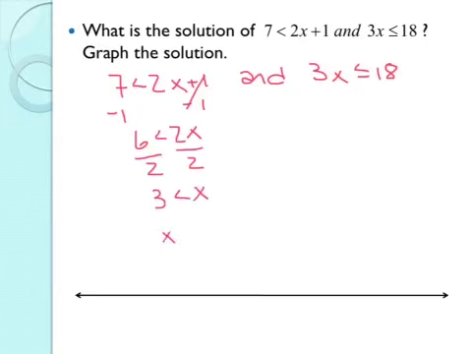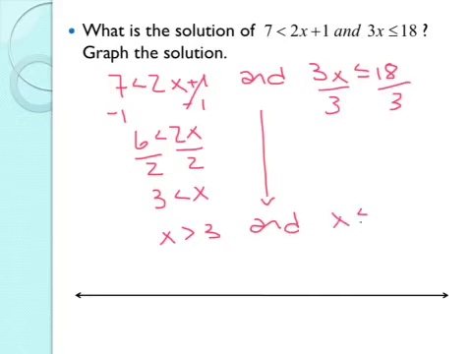And I like to write it with the X on the left-hand side. Bring down that and. Alright, so X has to be bigger than 3 and X has to be less than or equal to 6. So let's look at what that looks like whenever I graph it. So if I have 0 over here, 1, 2, 3, 4, 5, 6. So I want to be bigger than 3. But I want to be less than or equal to 6.